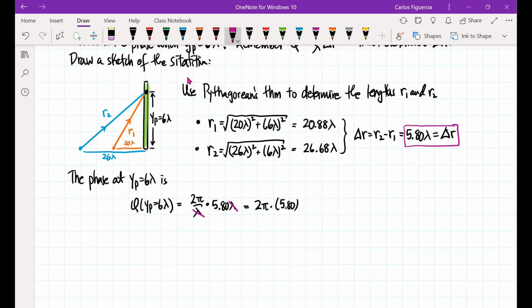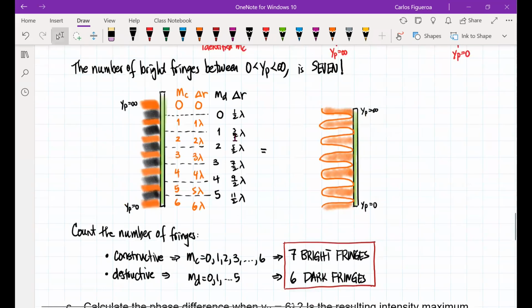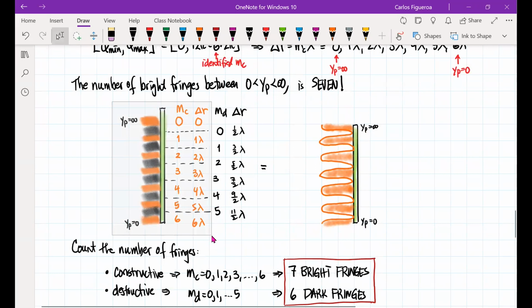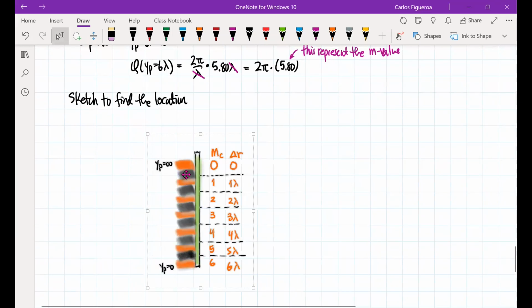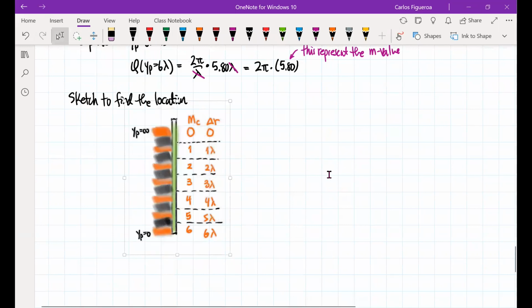This right here represents the M value for constructive interference. So now, to find the location, let's sketch. Instead of redrawing this, I'm going to come right back up, grab this guy right here, and paste it down here. We don't need to modify it. We'll leave it just as is.